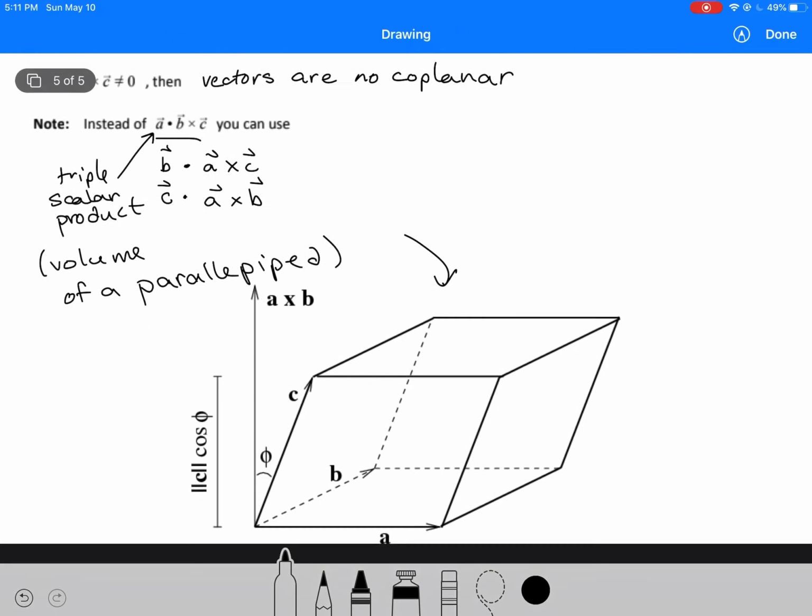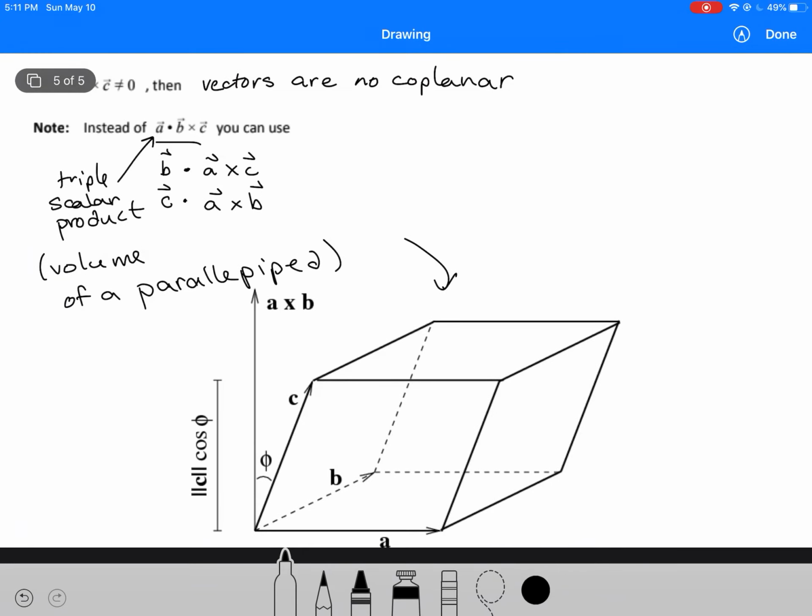And you can see, if you had vectors that were coplanar, so if this vector C right here lay on the same plane as A and B, your volume of that shape would be 0, or your triple scalar product would be 0. As soon as it is not coplanar, you end up with a shape that has volume.